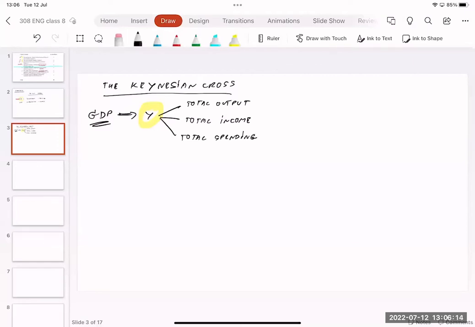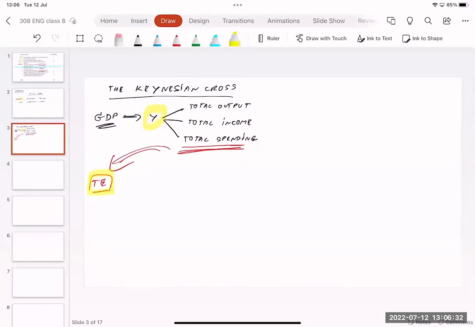For the Keynesian cross, we're going to focus on total spending. However, in the theory they use the name TE, which comes from total expenditure. Expenditure and spending have the same meaning, so basically total spending and total expenditure are the same thing.